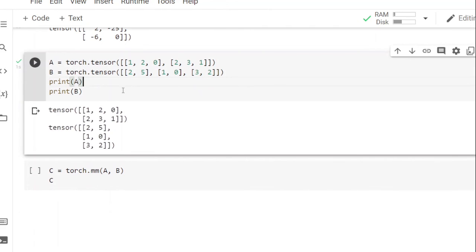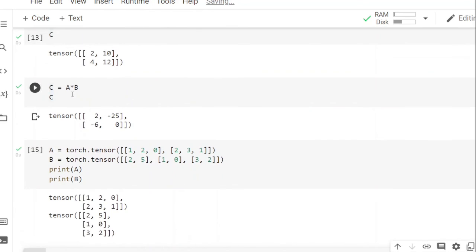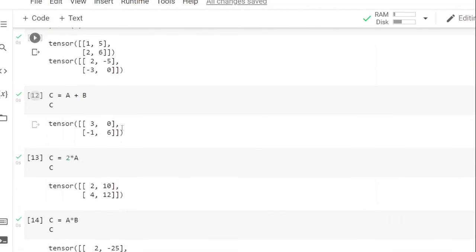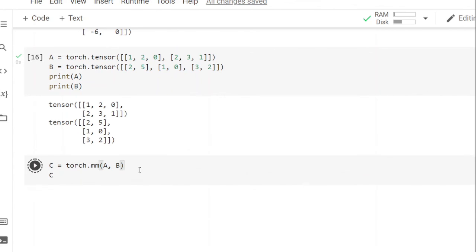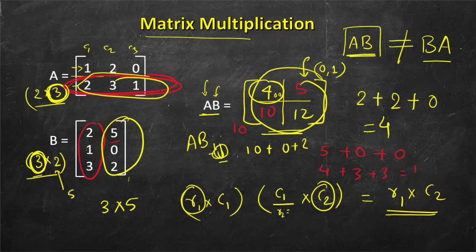And this is another tensor. So maybe I ran this first, so that's why it was picking this value of a. So I had to just rerun this. So that was dimension mismatch. Now we have this a and b, the same example that we saw, and we get the result 4, 5, 10, 12. So it matches with our answer 4, 5, 10, 12.